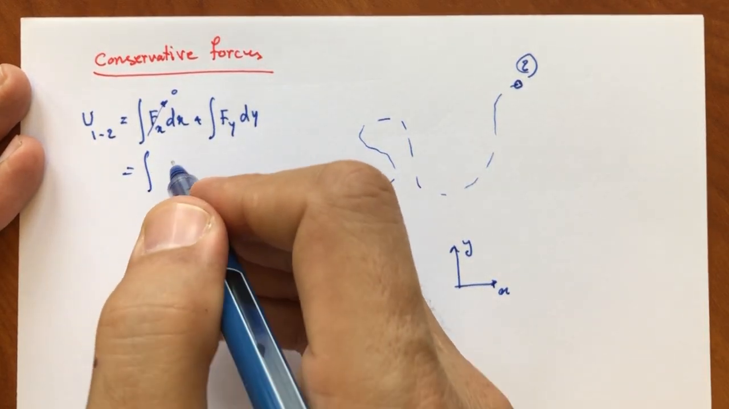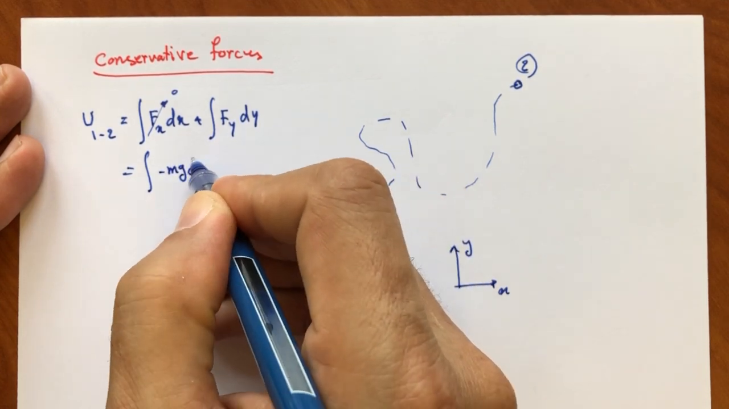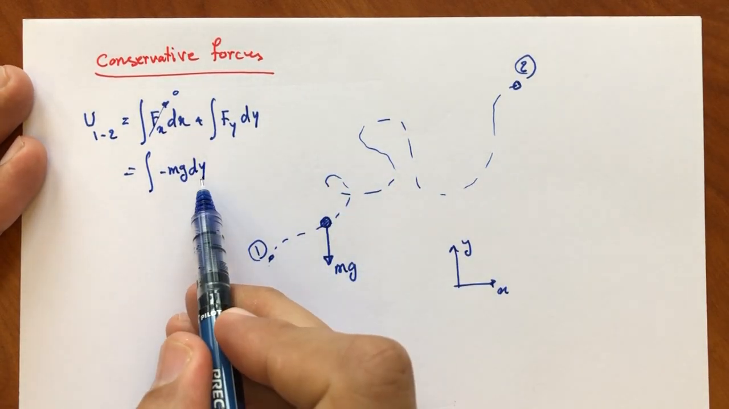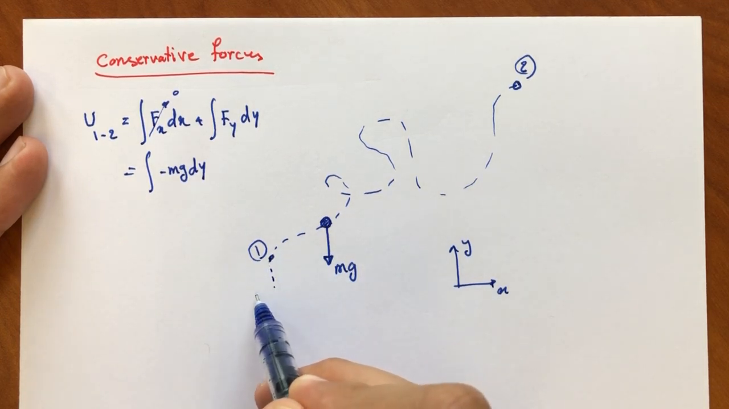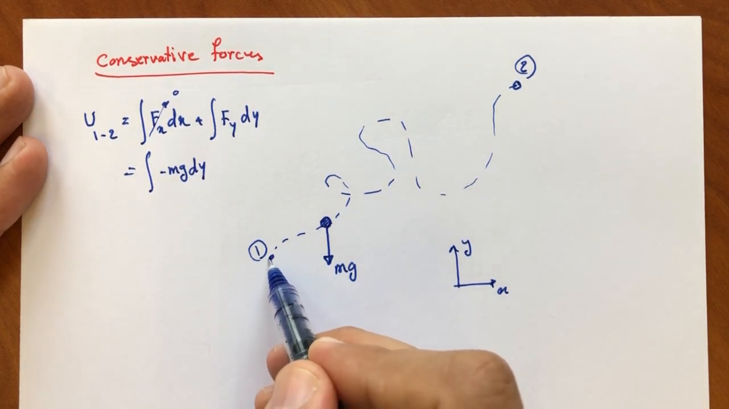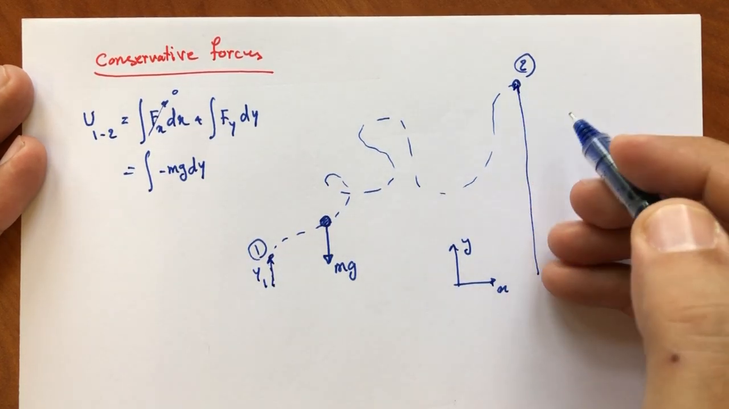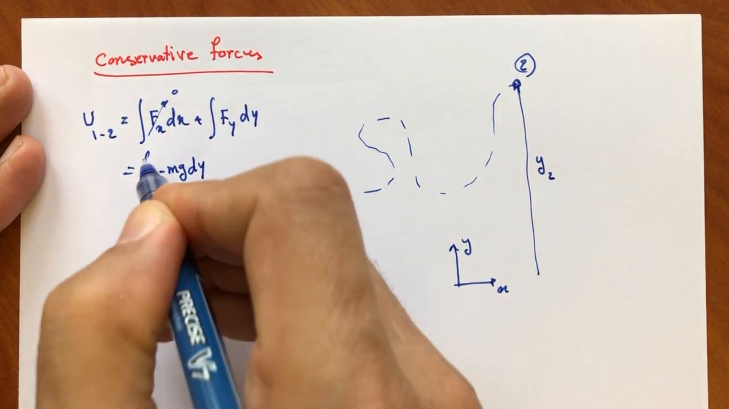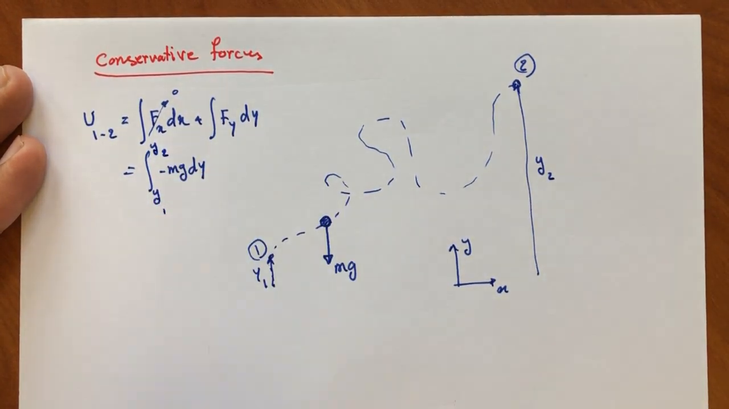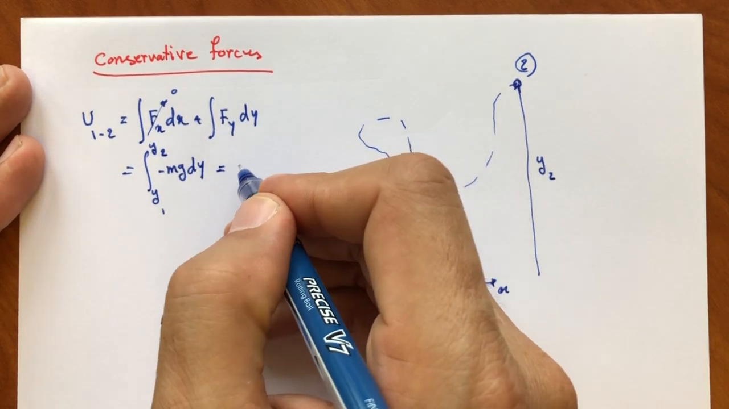So I'm going to have negative mg times dy. Here we are doing integral over y. Let's say the height of the first point is y1 and the height of the last point is y2. So we are going to integrate from y1 to y2, which of course is going to be negative mg times y2 minus y1.